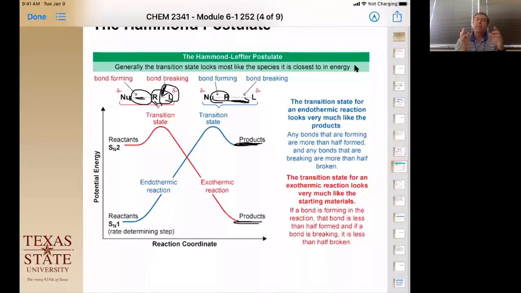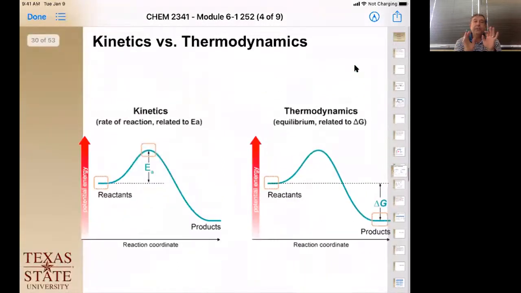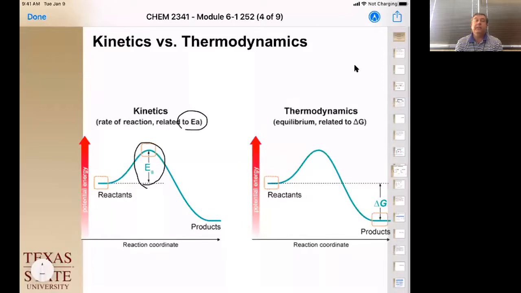Okay, so we talked about thermodynamics, and that's all about storing energy or releasing energy from the bonds you formed. And kinetics is all about how fast the reaction is, okay? But they can compete in a reaction. So I'm going to teach you some things about how to see whether it's kinetically controlled or thermodynamically controlled, okay? So kinetics is all about the rate of the reaction and is most related to the height of the activation energy barrier, okay? The lower that barrier, the faster the reaction.